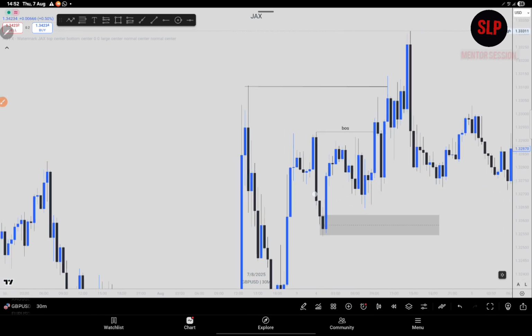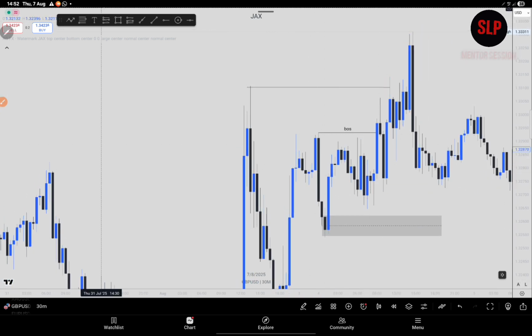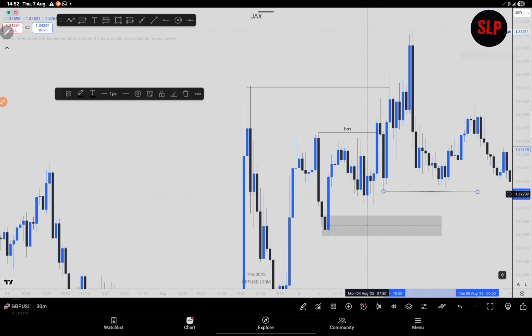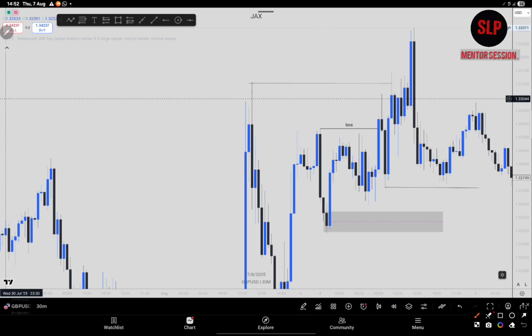Probably move it to the downside. This is the other block. This is the break of structure. This is the first pullback. Here, what we have here is not a point of interest. So let us consider this as internal inducement.